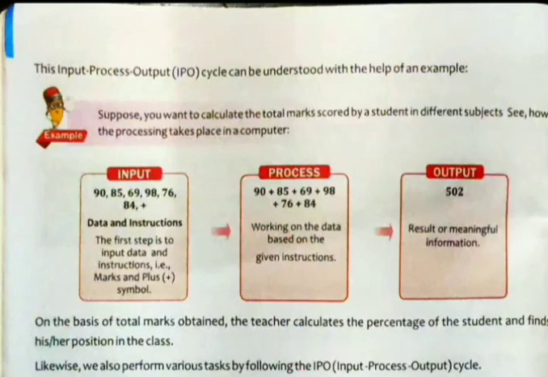Next, we get the result or the output, that is the sum of all the numbers or marks, that is 502. This output can be known as result or meaningful information. On the basis of total marks obtained, the teacher calculates the percentage of the student and finds his or her position in the class. After getting the calculation or the total mark, the teacher can easily find out the percentage of the student and find his or her position in the class.